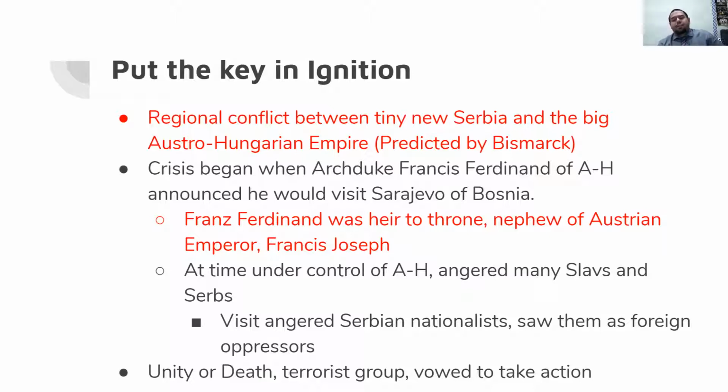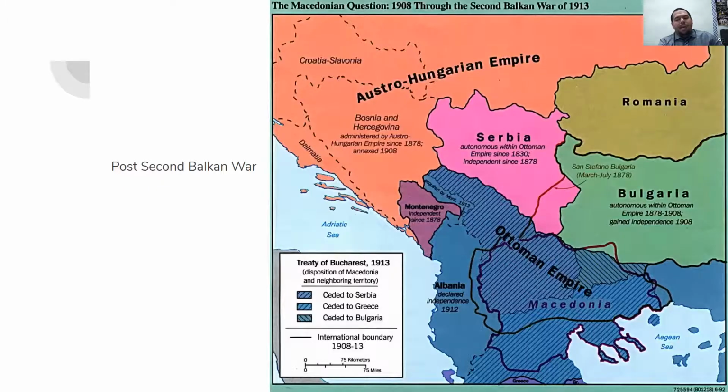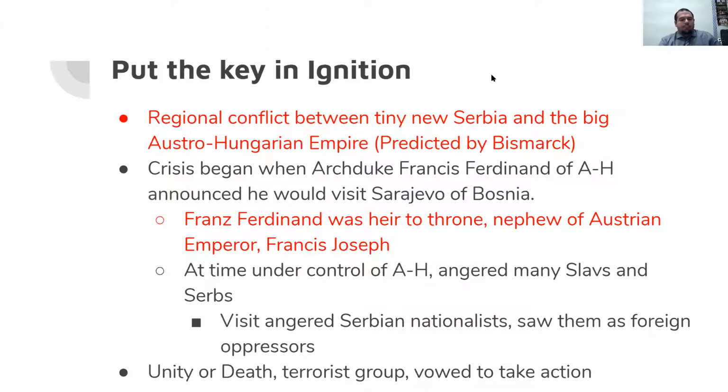Regional conflict. There was a new regional conflict between Serbia and the big bad Austro-Hungarian Empire. See, big Austria-Hungary, little tiny Serbia. And this was actually predicted by Bismarck. He said there would be a little country fighting against a big country that would cause a world conflict.